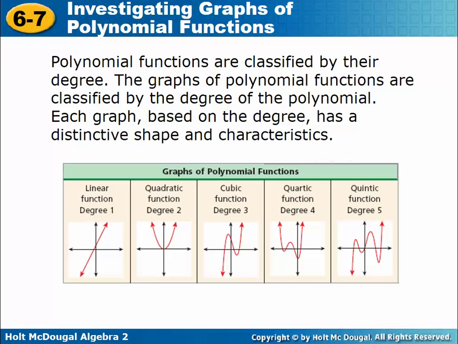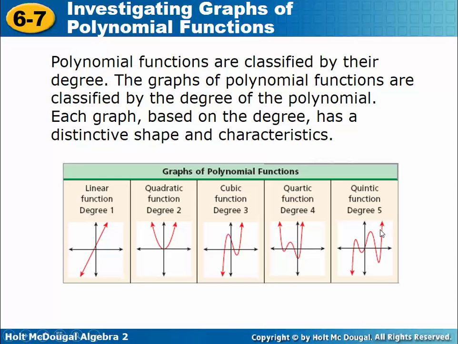A cubic function, now these we haven't looked at closely yet before, they have a degree of 3. They will either start low down and go up and then up again, or they can start up here and go down, up, down. So they'll turn twice. A quartic function has a degree of 4. It will turn 1, 2, 3 times. It'll either look like a W or an upside down W, roughly.